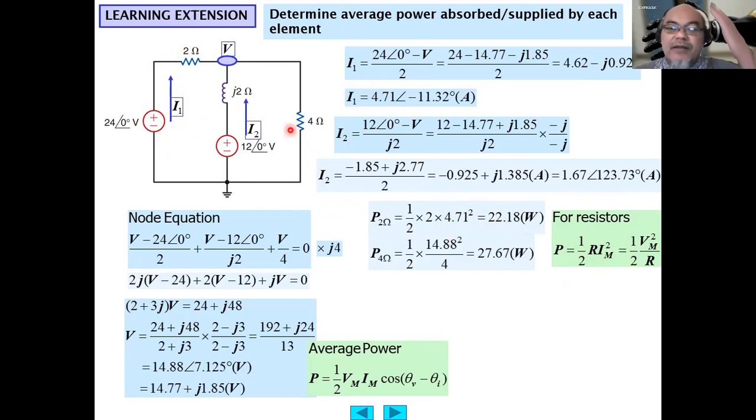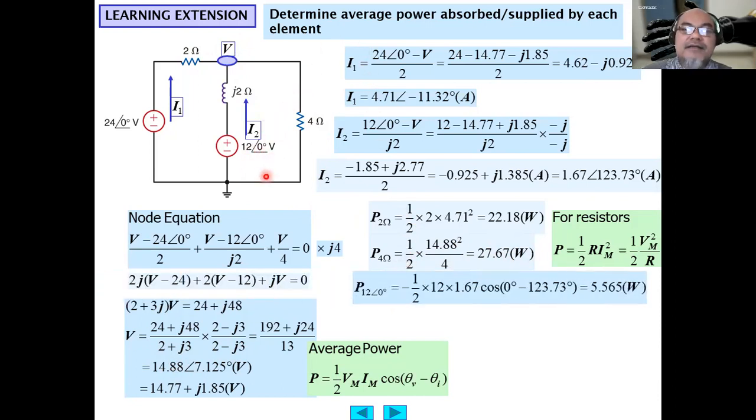Then the power absorbed by the 4 ohm resistor is half times voltage here. We don't need to calculate I3 because we already know the node voltage here, which is 14.88. The value is 14.88 squared divided by 4 ohm. We obtain 27.67 watt.